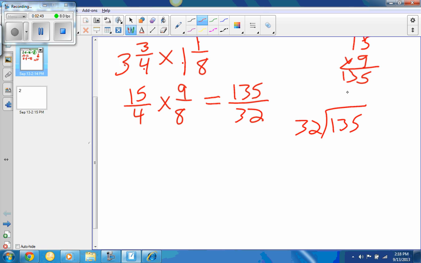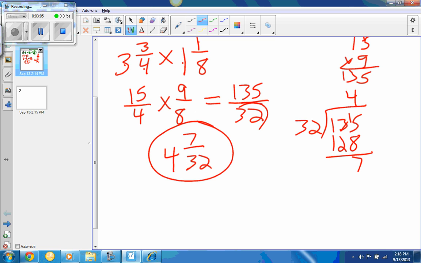I would say it probably goes in there 4 times. So 4 times 2 is 8, and 4 times 3 is 12. There's 7 left over. So your answer would be 4, and the leftovers go over the original bottom number. So 4 and 7/32 would be your answer for that one. Remember, all fractions have to be reduced, and you cannot leave any of them top heavy ever.